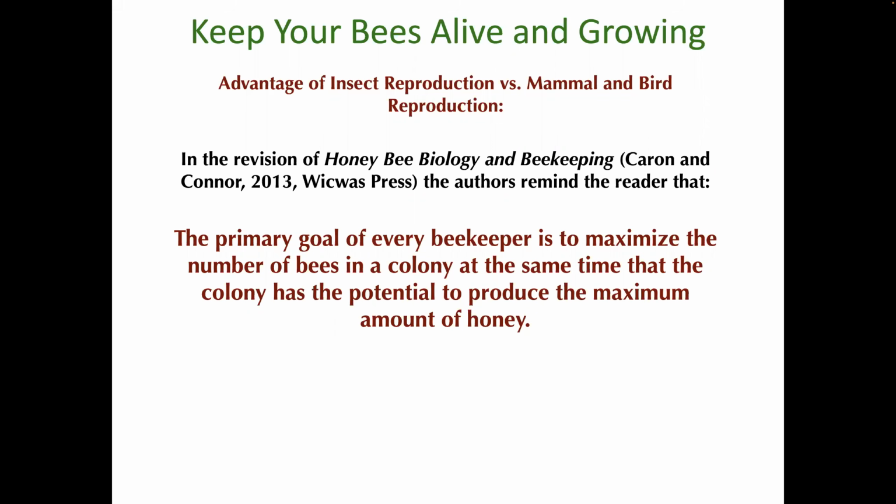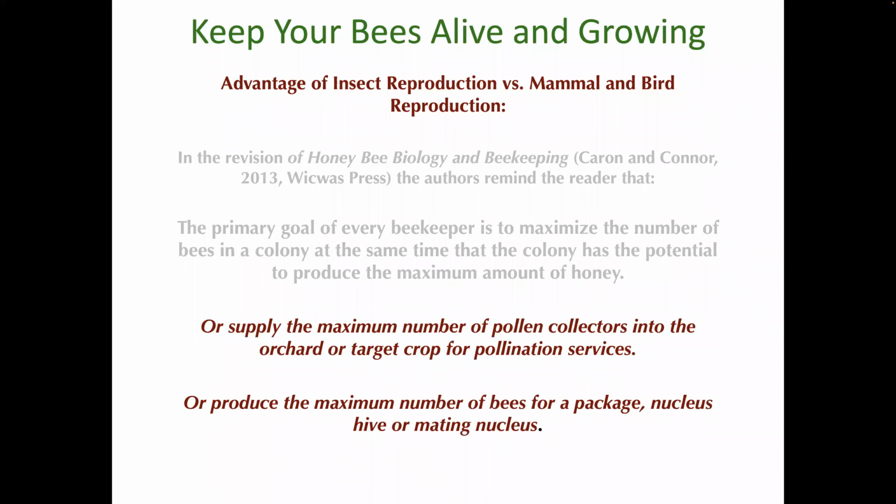Anyway, the primary goal, according to what we write in the book, is the primary goal of every beekeeper is to maximize the number of bees in a colony at the same time that the colony has the potential to produce the maximum amount of honey. So in other words, you want to optimize your number of bees when you get your peak nectar flow, assuming that it's nectar you want to make honey. A variation on that would be you want the largest number of pollen collectors to go into the orchard and whatever your target crop may be for maximum pollination benefit.